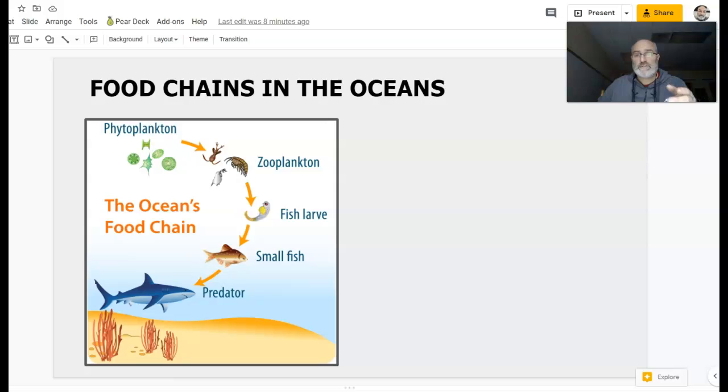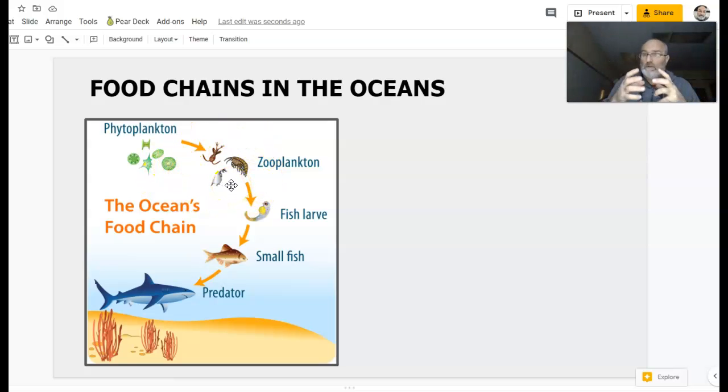Now, I mentioned just a moment ago that there are lots of food chains in the ocean and that phytoplankton are generally at the bottom of that food chain. Well, here's just a graphic so that you can see what that looks like in action. The phytoplankton are the producers. They're taking sunlight and carbon dioxide and converting it into usable energy.